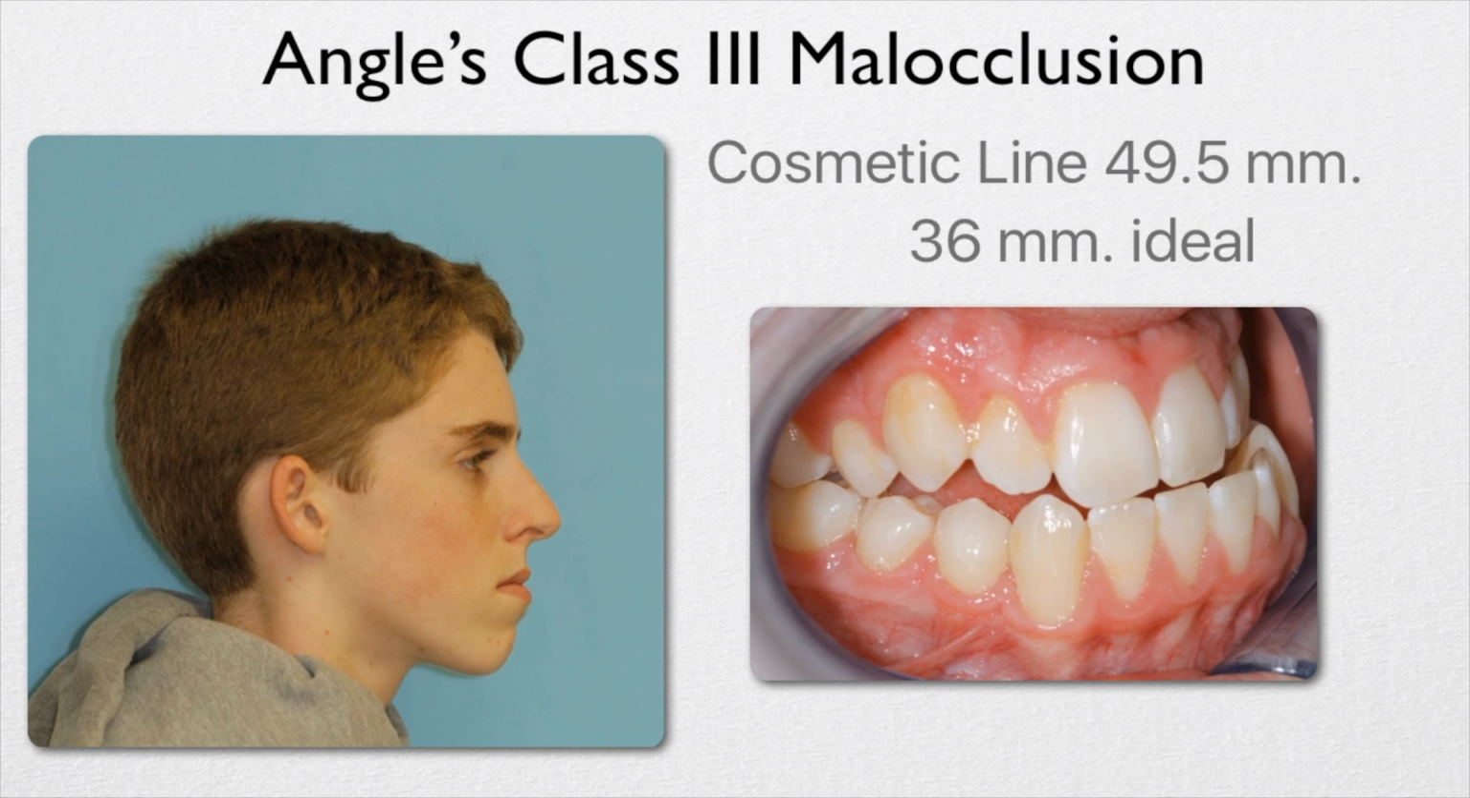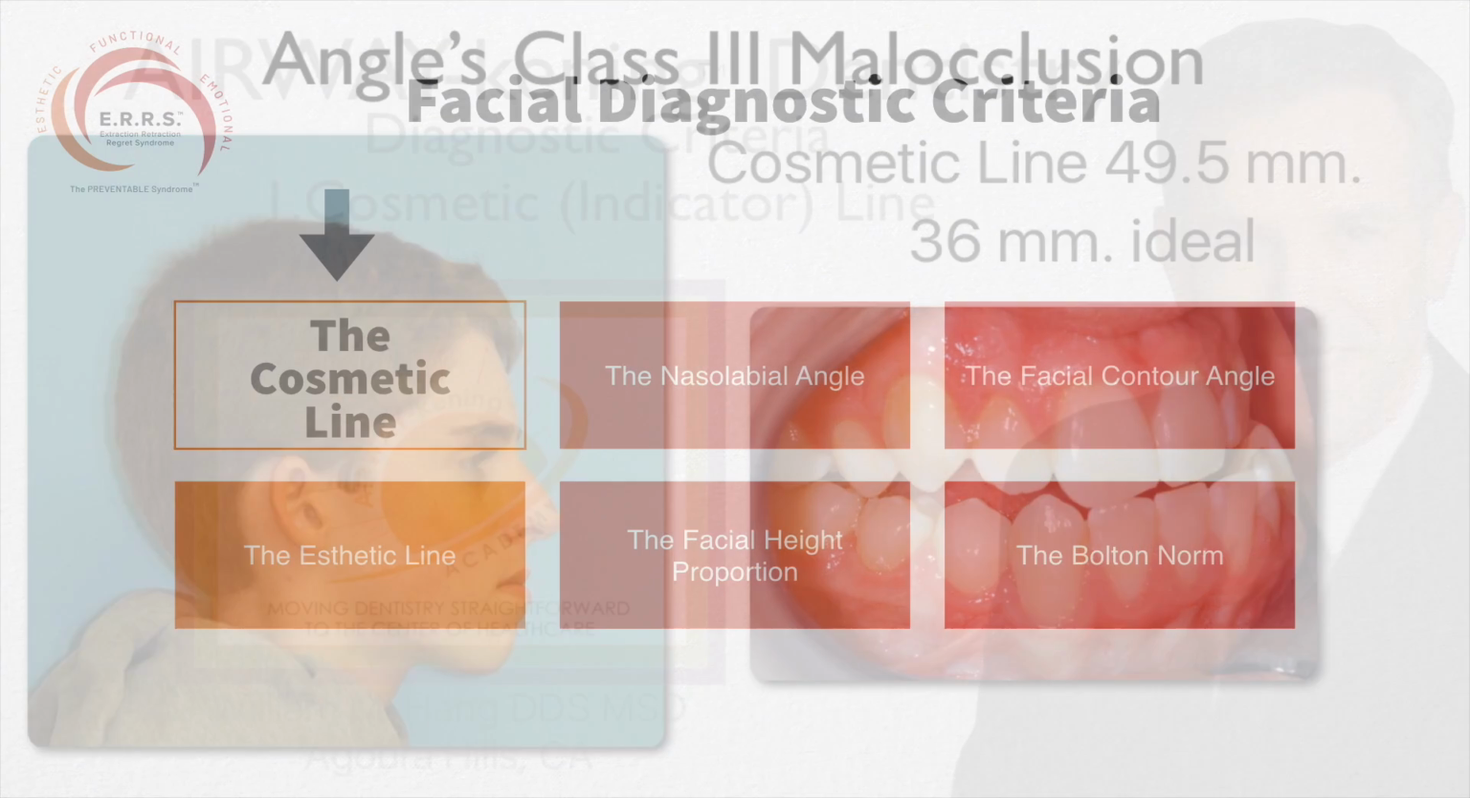Now let's look at a patient with a class 3 malocclusion. Most of us in orthodontics have routinely thought that the mandible is too far forward in these cases. In reality, that's rarely the case. What really happens in these class 3 cases is that the maxilla is almost always down and back. And here it's shown in this case that that's the case. The Cosmetic Line in this case is 49.5 millimeters, and it should be 36 at this age. And you can see how far off the teeth are in the class 3 direction.